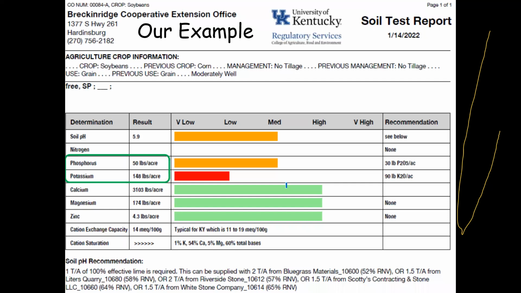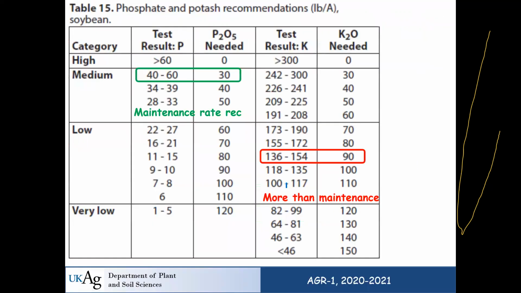So if we look at our particular example, where we had 50 pounds of P and 148 pounds of soil test K for a crop of soybeans to be grown, this is where it falls in table 15 of AGR1. The 50 pounds of soil test P falls right in the middle of this range. Notice in this range here, there are 21 soil test units from 40 to 60, and we only give a single rate. Whereas all these other ones are broken down into much smaller 5-pound increments. And then the rate increases as the soil test goes down.